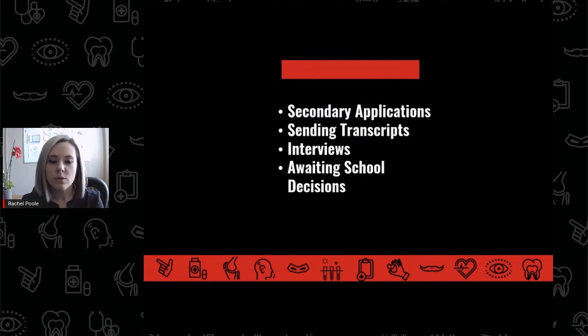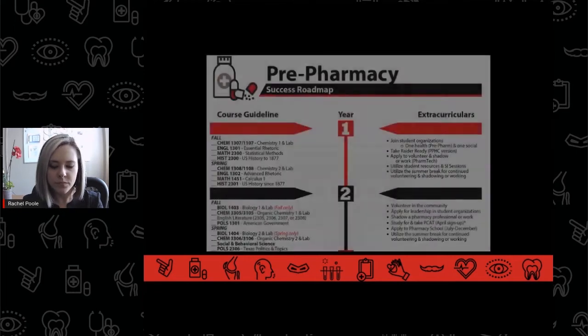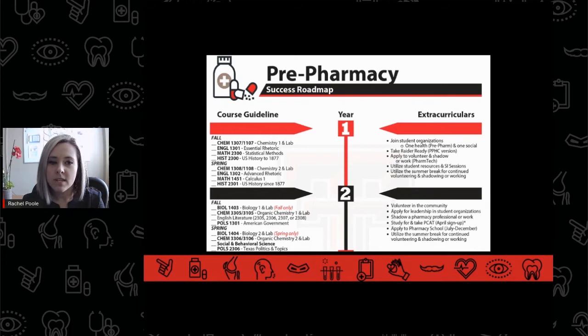Most pre-pharmacy students will go through the application process starting in the summer and into the fall of the year that they apply. This also includes secondary applications, sending transcripts, interviews, and awaiting school decisions. PPHC built a pre-pharmacy success roadmap to help visualize this timeline, and it's available for download on our website.